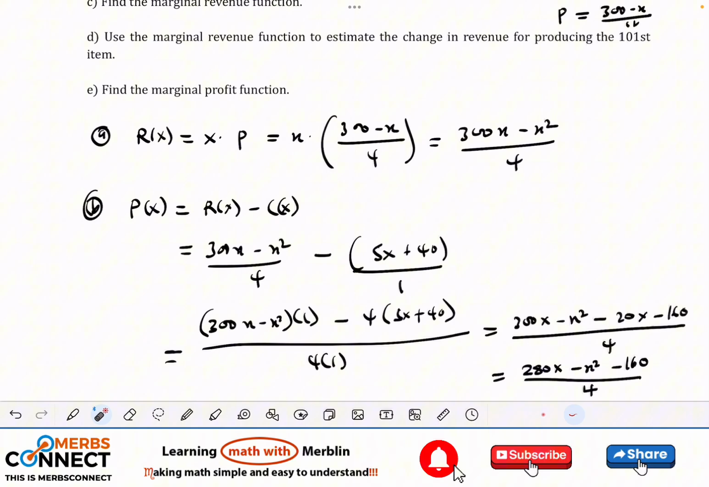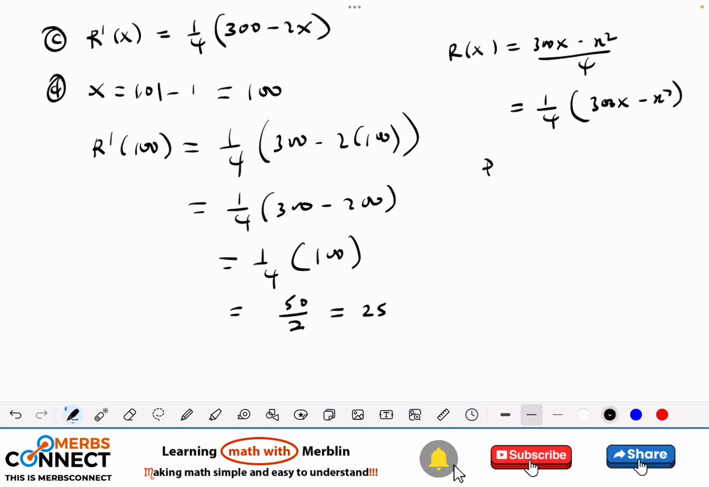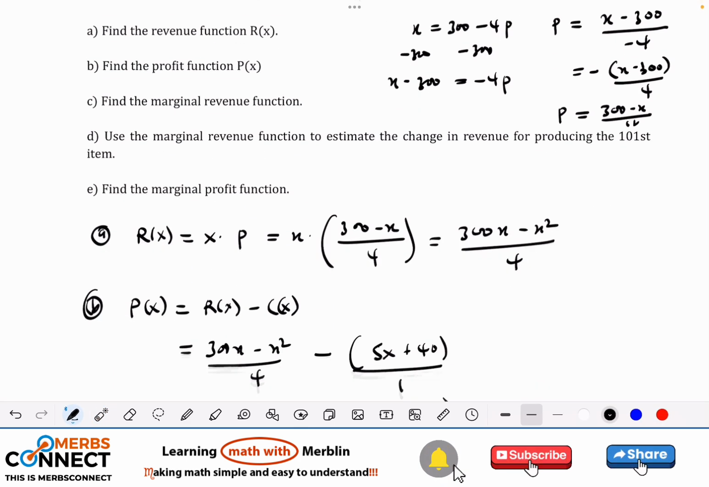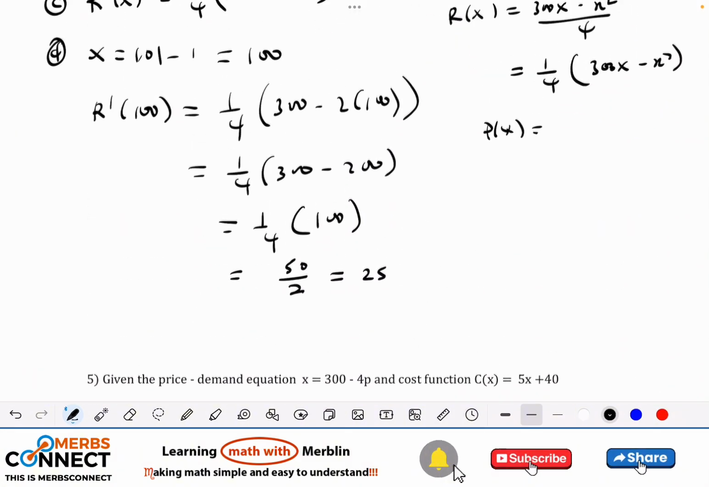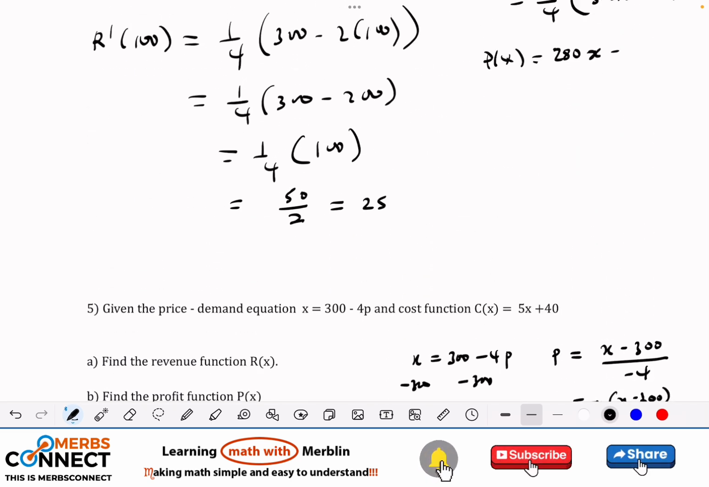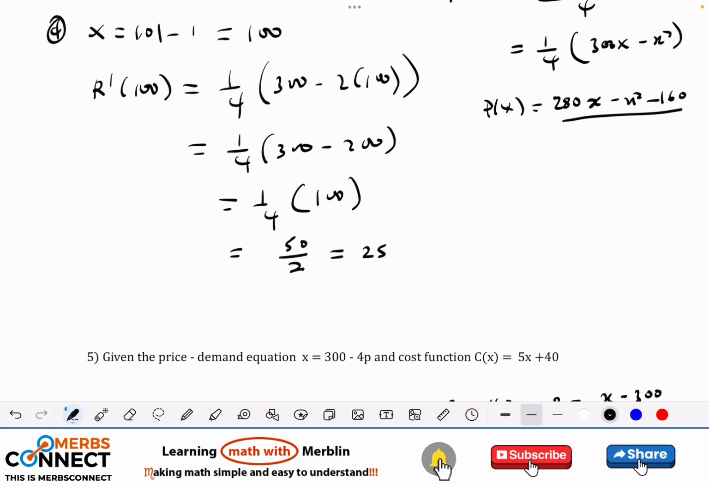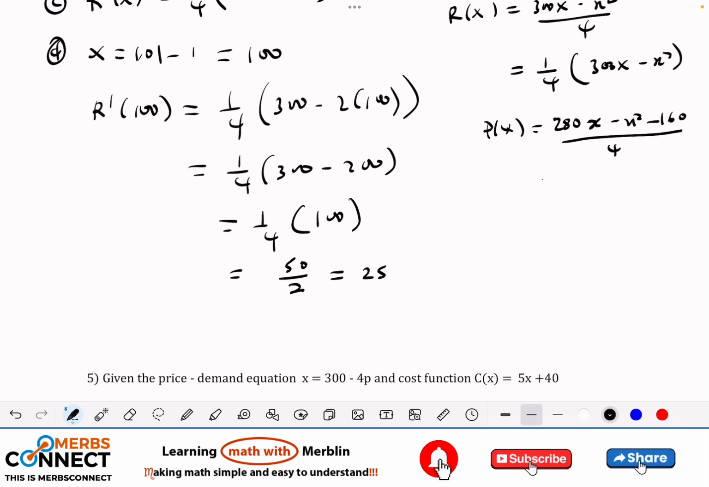Then the last one is to find the marginal profit function. Marginal means that we need to differentiate the profit function. So let me write the profit function here nicely. The profit function was (280x minus x squared minus 160) divided by 4. As I said, we can write this as 1 over 4 out, and we are left with 280x minus x squared minus 160.